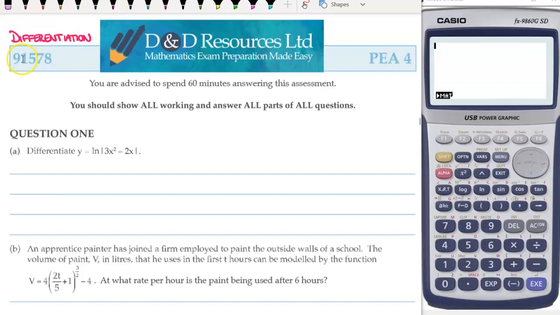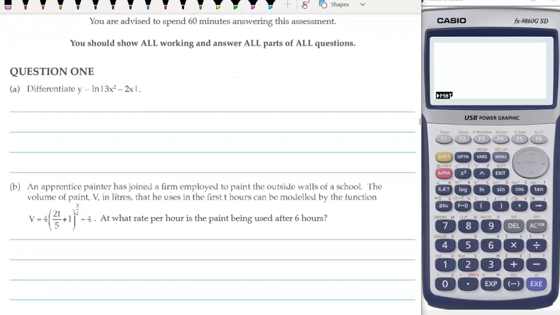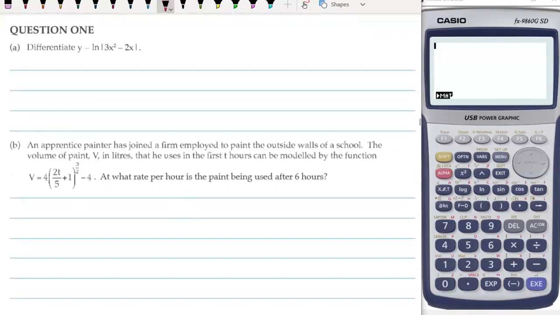So we're looking at the ones for paper 91578 on differentiation, and we're doing practice external assessment number 4 today. So setting off with question 1, we are differentiating the natural log of this function here. Now, to differentiate natural logs, we do 1 over the thing that's inside, so we put the 3x squared minus 2x on the bottom, and we multiply by the derivative of the inside. It's a version of chain rule. So the derivative of the inside goes on the top, so we have 6x squared minus 2x all over 3x squared minus 2.